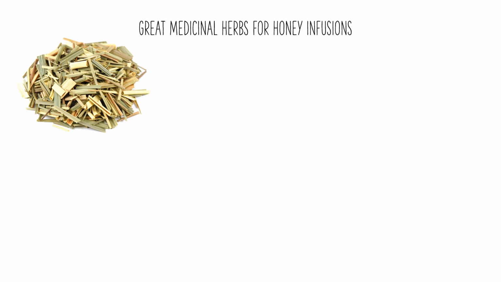The first herb that I want to talk about is lemongrass. Lemongrass is an amazing herb. It has so many uses. It's great for treating bacterial infections, also yeast infections. It's great for opening up the veins and stimulating blood flow. And making an infused honey with it is a great way to get all of these benefits with a delicious honey.